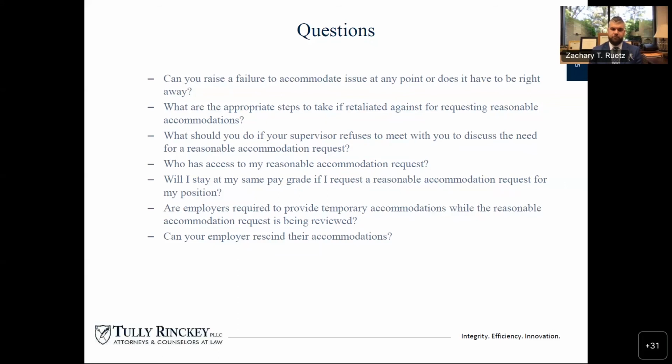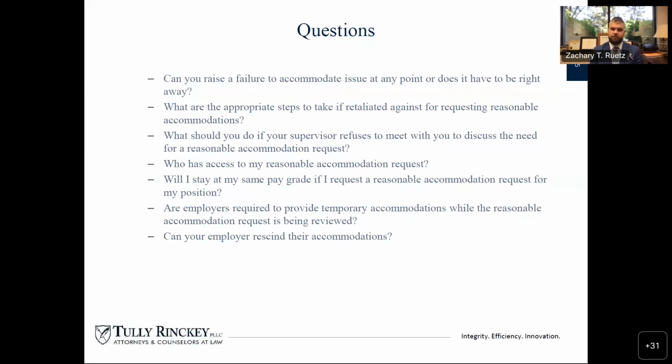Are employers required to provide temporary accommodations? And I think I addressed this as well. This can happen in a number of different situations. It is fairly common for an agency to do this. It will have a kind of expiration date on the temporary accommodation, and this actually dovetails into the last question, which is whether the employer can rescind the accommodations.